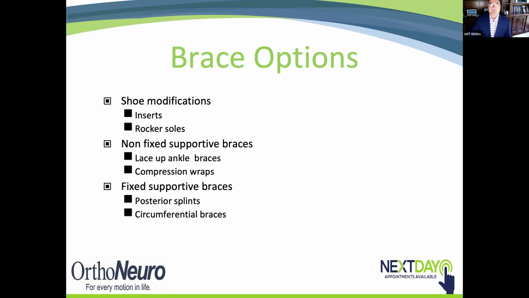Along with conservative care come brace options. Shoe modifications, non-fixed supportive braces, and fixed supportive braces are all entertained. Shoe modifications include inserts, rocker sole shoes, or even orthotics. With non-fixed supportive braces, that includes lace-up ankle braces as well as compression wraps. With fixed supportive braces, that includes posterior splints and circumferential braces. With a fixed supportive brace, it's usually more binding or controlling of the ankle joint.